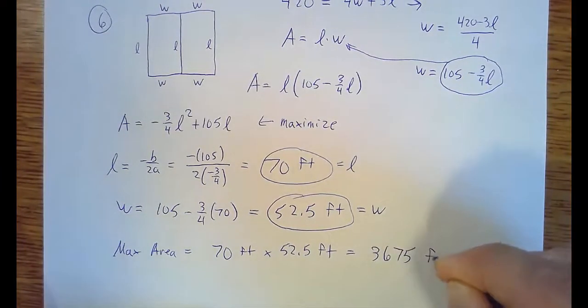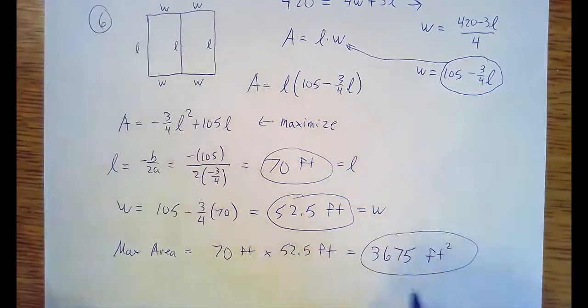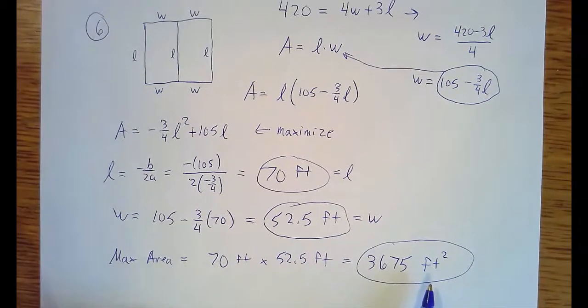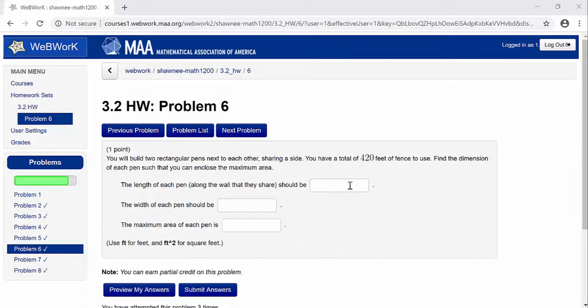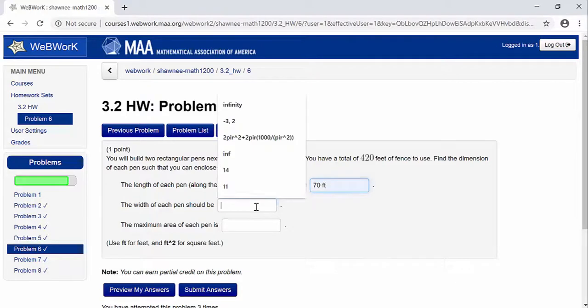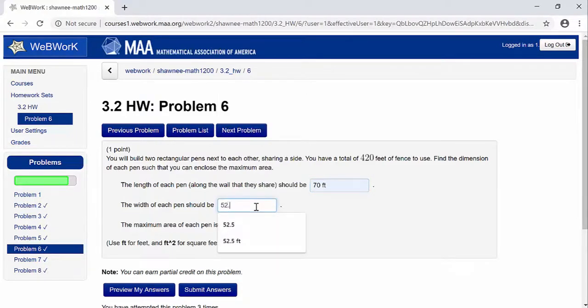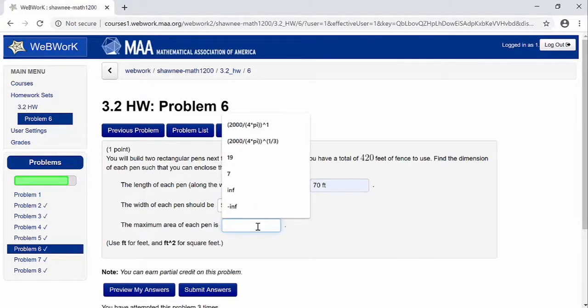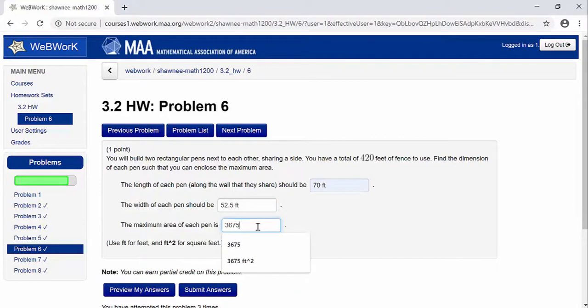3,675 square feet. And now it's important that you note that these are units of measurement, and you have to actually include these units of measurement with your final answers in web work. So back in web work, the length of each pen along the wall that they share should be 70 feet. And you have to write FT for feet. And the width is 52.5 feet. And the maximum area is 3,675 square feet. So we put feet to the power 2 for square feet.